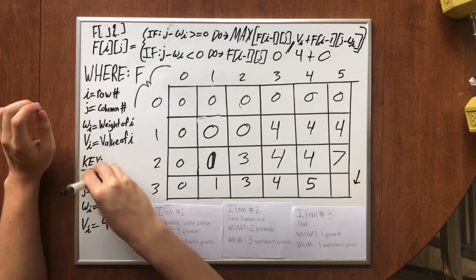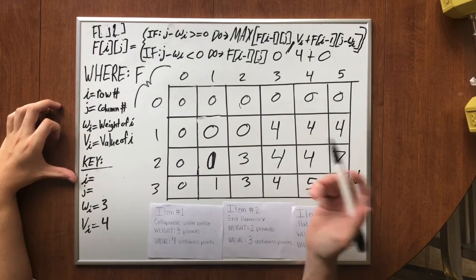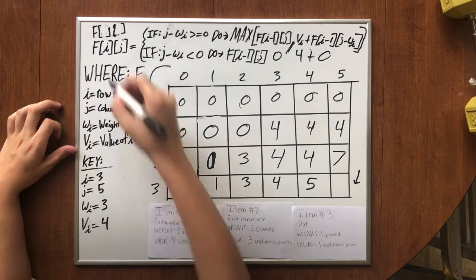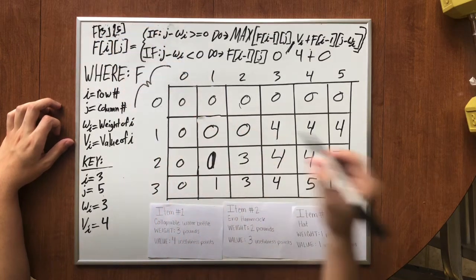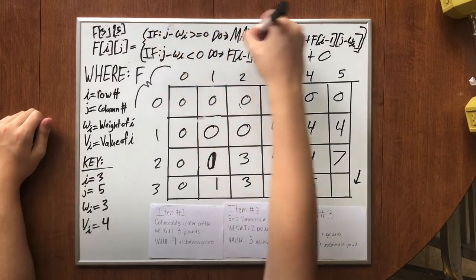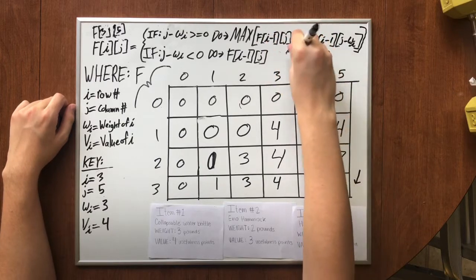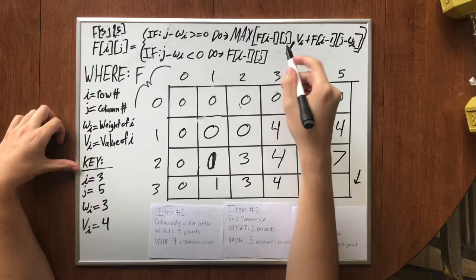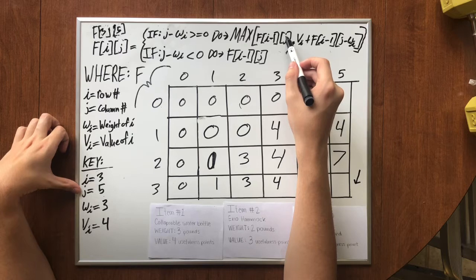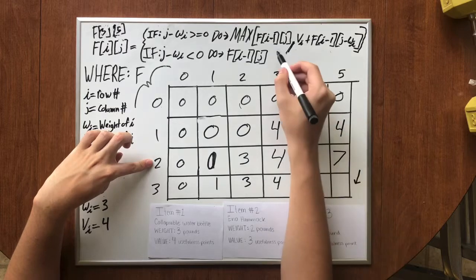If we wanted to figure out what was in this last box, i is going to be 3, and j is going to be 5. So we've got a 3 here and a 5 here. j minus wi is 5 minus 3, which is 2, so we're going to use the upper formula right there. We need to find the max of these two things. f of i minus 1, i is 3, so 3 minus 1 is 2, and j is 5. So f of 2 of 5, which is 7.